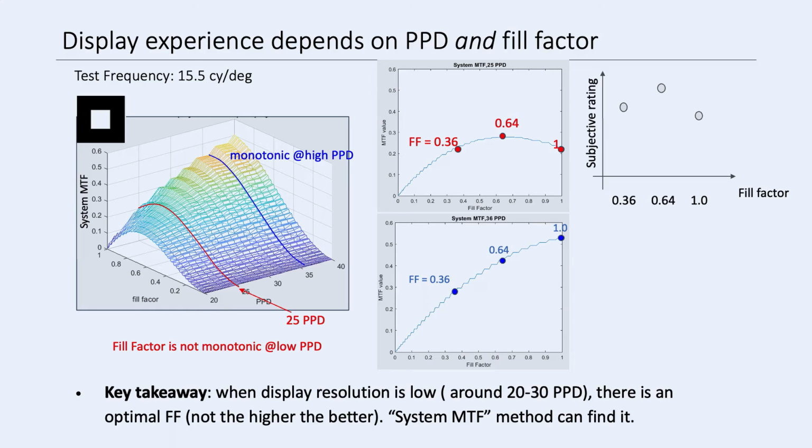And this is fully predicted by our system MTF theory, and we can plot this 3D image for PPD on the x-axis, fill factor on the y-axis, and system MTF on the z-axis. For 25 ppd, we actually have an optimum fill factor to match. And for higher PPDs, it's the higher the better. And of course, this depends on the testing frequency, the content frequency. In this talk, we won't mention why we try to focus on 15, and that's actually the focus of text quality per se. It's certainly not for graphs, right?